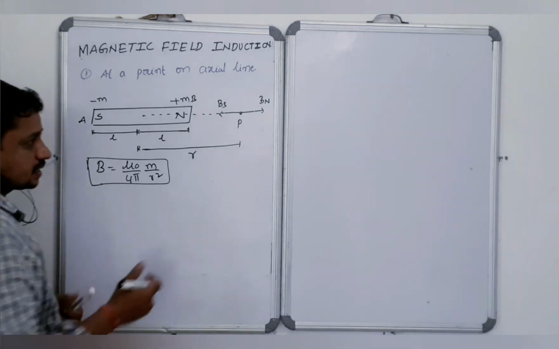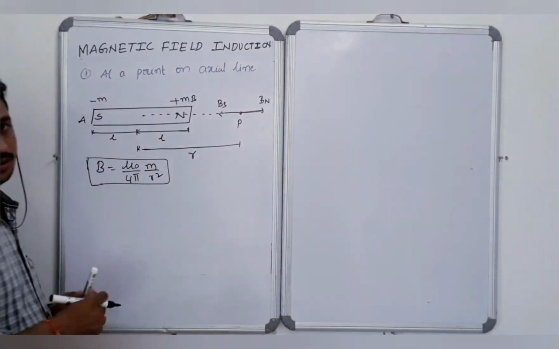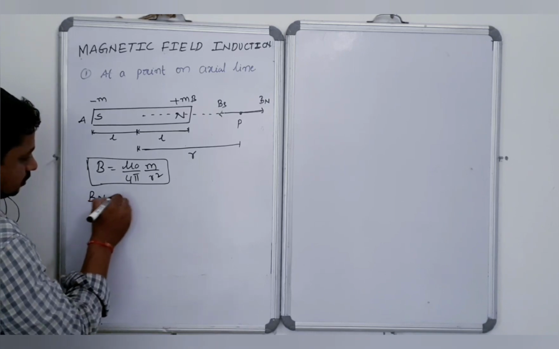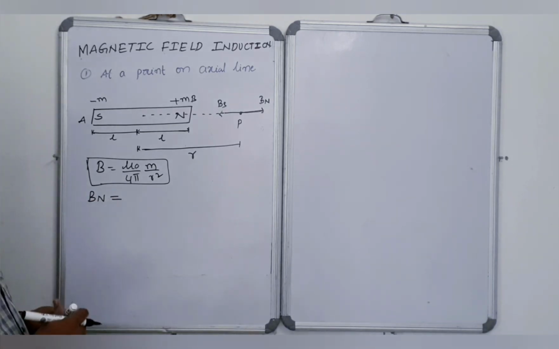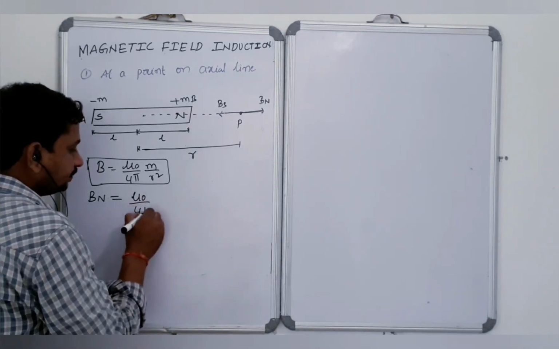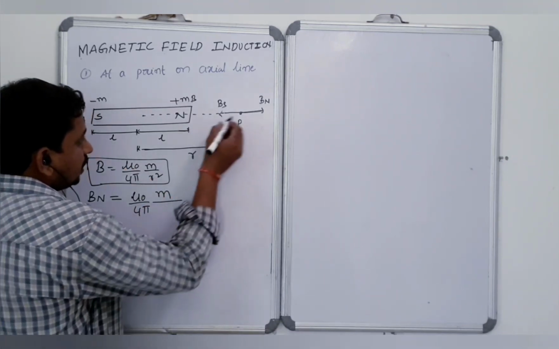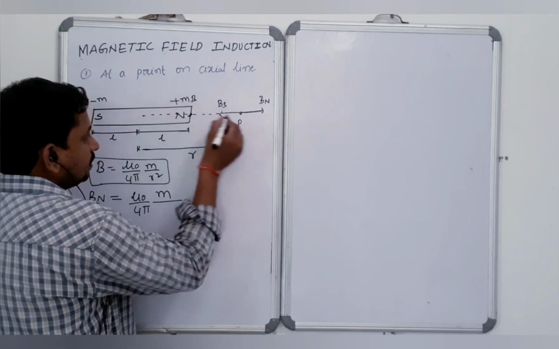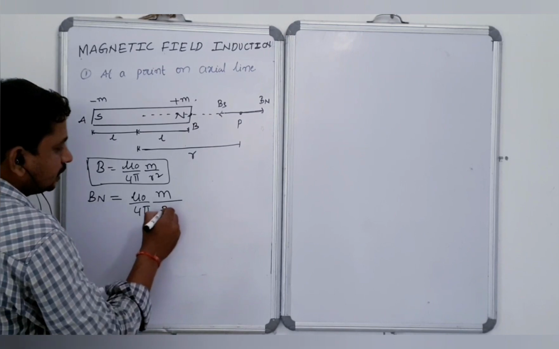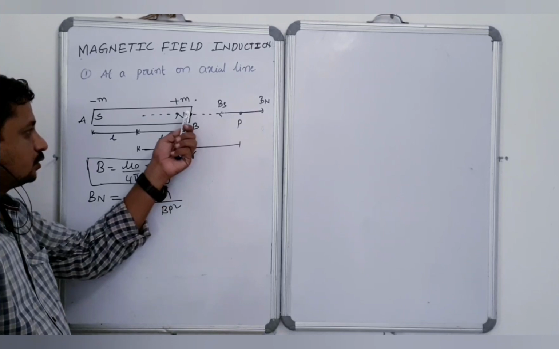So now let us calculate the magnetic field induction due to the north pole at point P. Let us write the magnetic field induction due to the north pole, that is Bn, is equal to mu naught by 4 pi into the pole strength of the north pole, m, by the square of the distance. We have to take the distance from the north pole B to the point P.